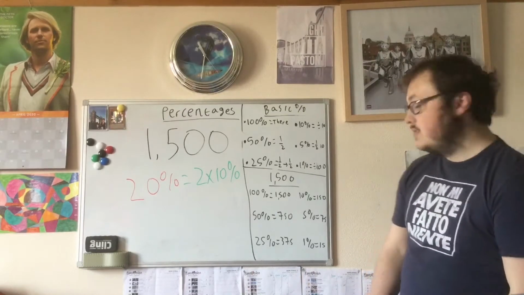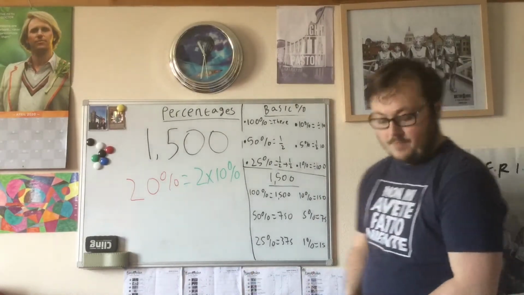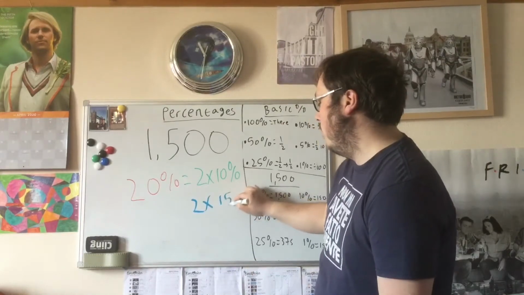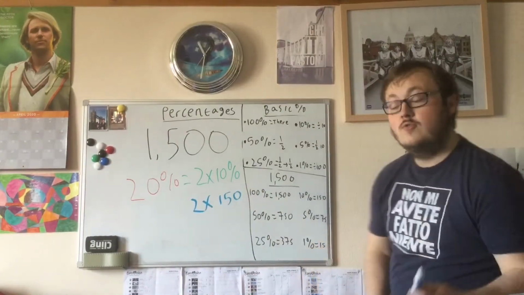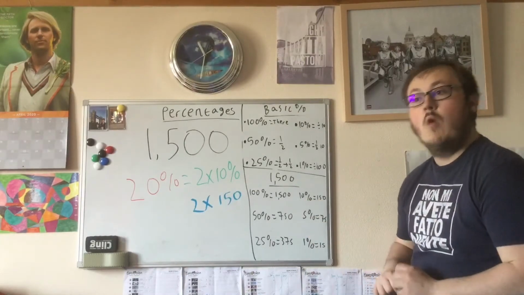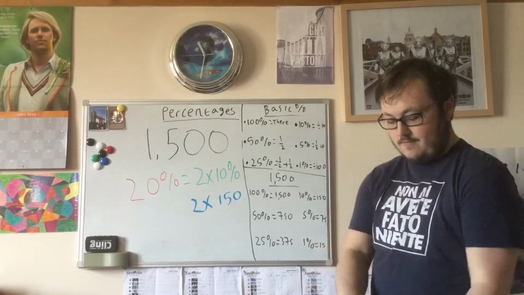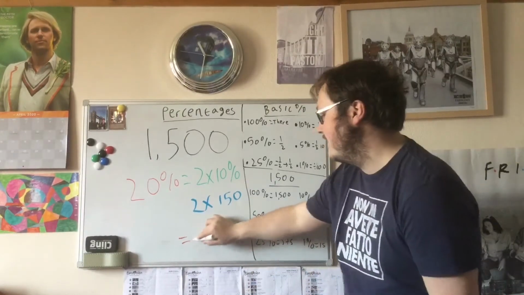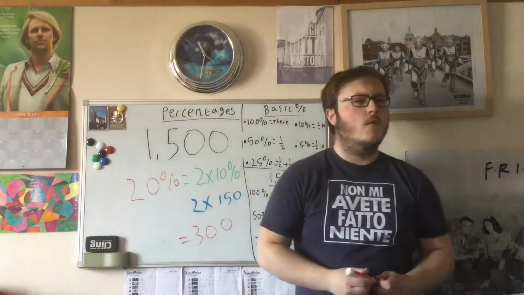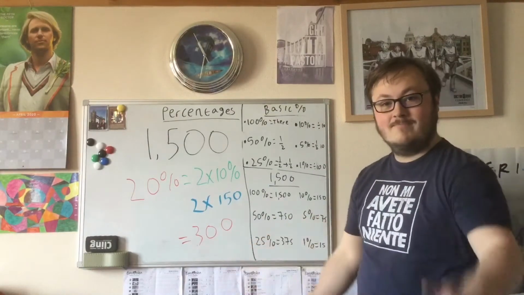And what's the good news? We know what 10% is. So to figure it out, we do 2 times 150, because 150 is 10%. Now, what is 150 times by 2? The answer is 300. So 20% of 1,500 is 300.